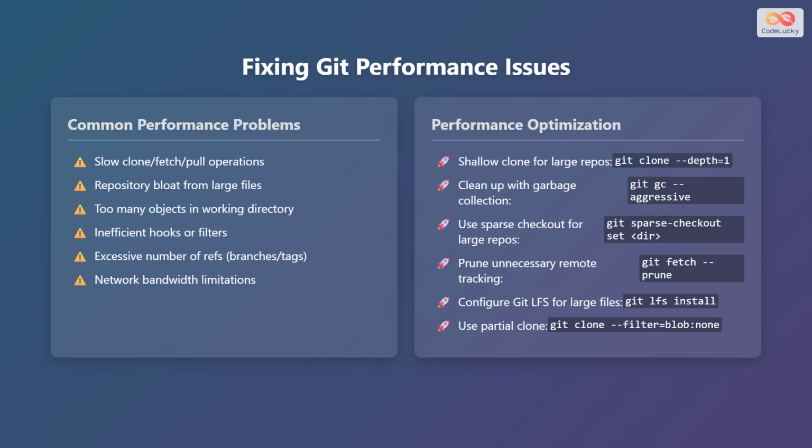To optimize performance, use a shallow clone for large repos with the command git clone --depth=1. Clean up with garbage collection using git gc --aggressive. Use sparse checkout for large repos with the command git sparse-checkout set followed by the directory. Prune unnecessary remote tracking using git fetch --prune. Configure git lfs for large files with git lfs install. Use partial clone with git clone --filter=blob:none.